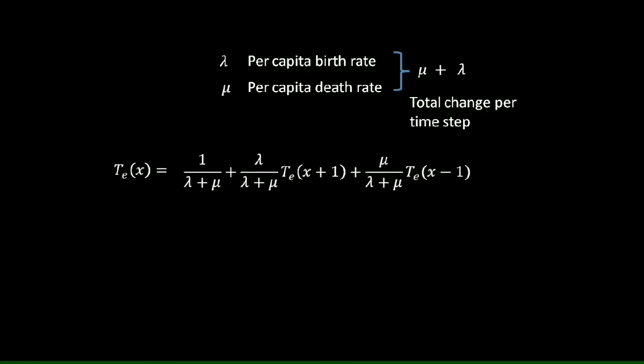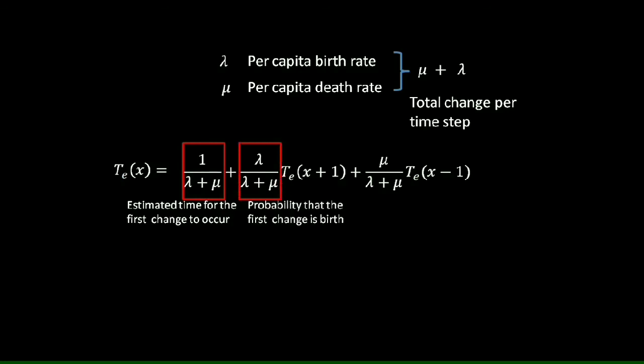This term says the estimated time for the first change to occur, that is either a death or a birth. This term is the probability that the first change is a birth, and this term is the probability that the first change is a death. TE of x is the expected time when the population will go extinct.